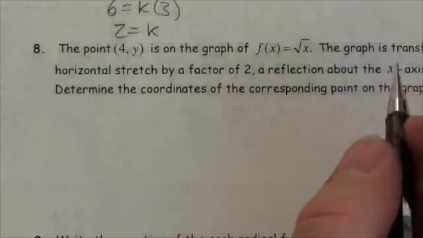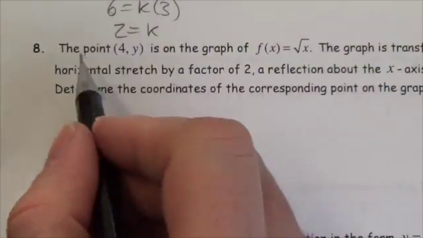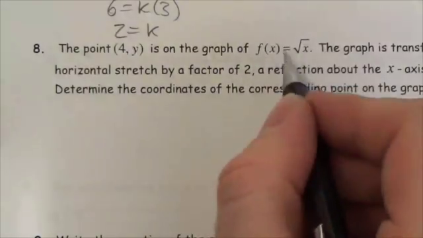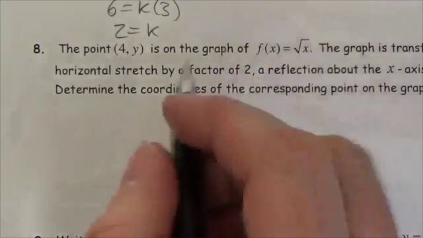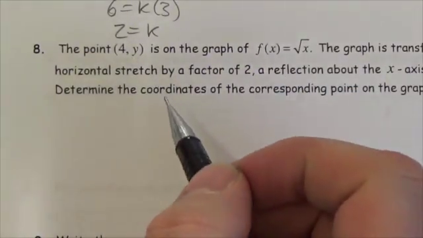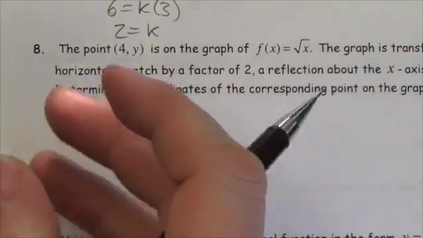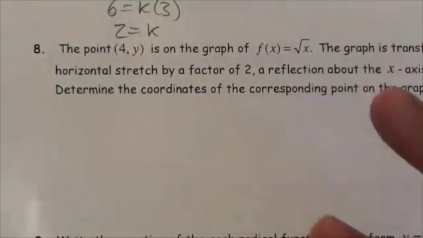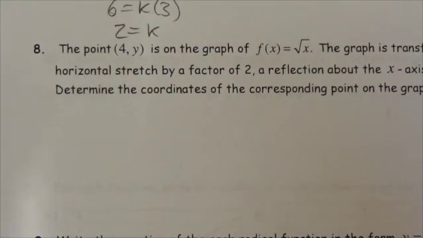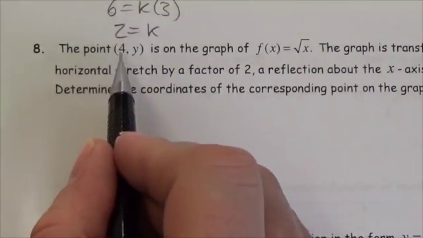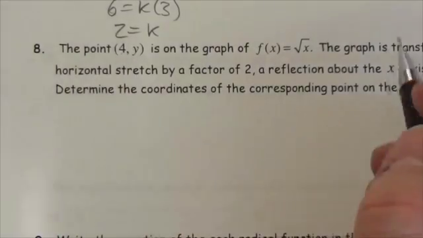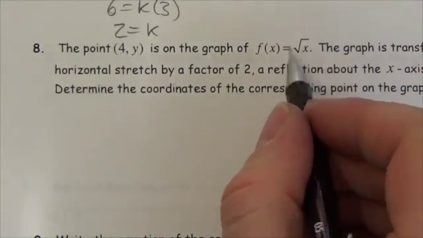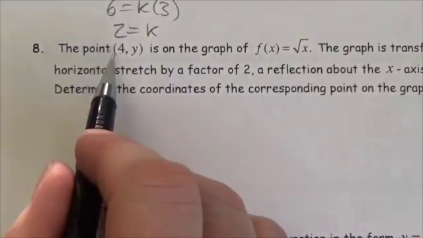Okay, I kind of like this question. We're told that the point (4, y) is on the graph of f of x equals root x. Now, they leave this y as if it's some sort of crazy unknown, and if you go through the problem and don't figure out what y is soon, you might think this question can't be answered. But just take a look at this. The point (4, y) is on the graph of the square root of x, so y is equal to the square root of x.